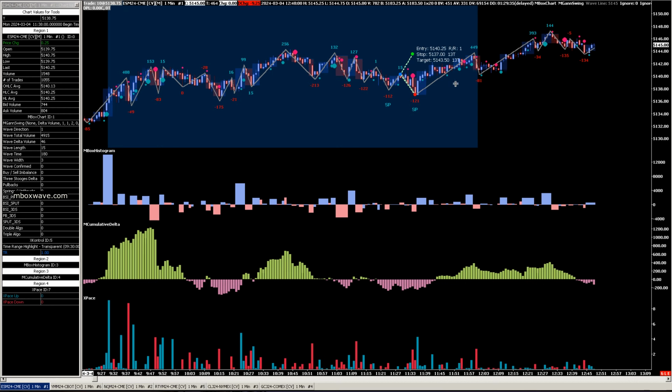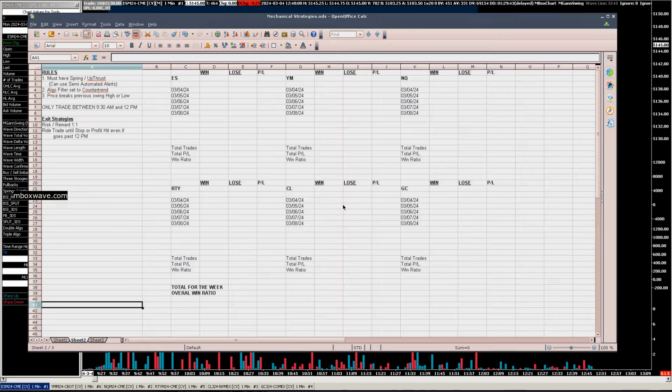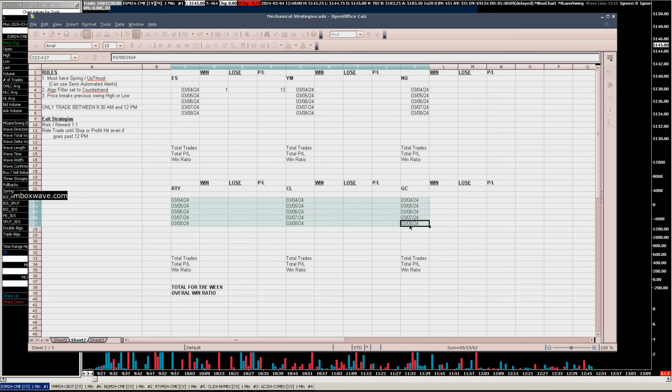So we made 13 ticks. So that's March 4th, ES. So we got 1 win, and we made 13 ticks. I want to move this to make more room for our statistics.